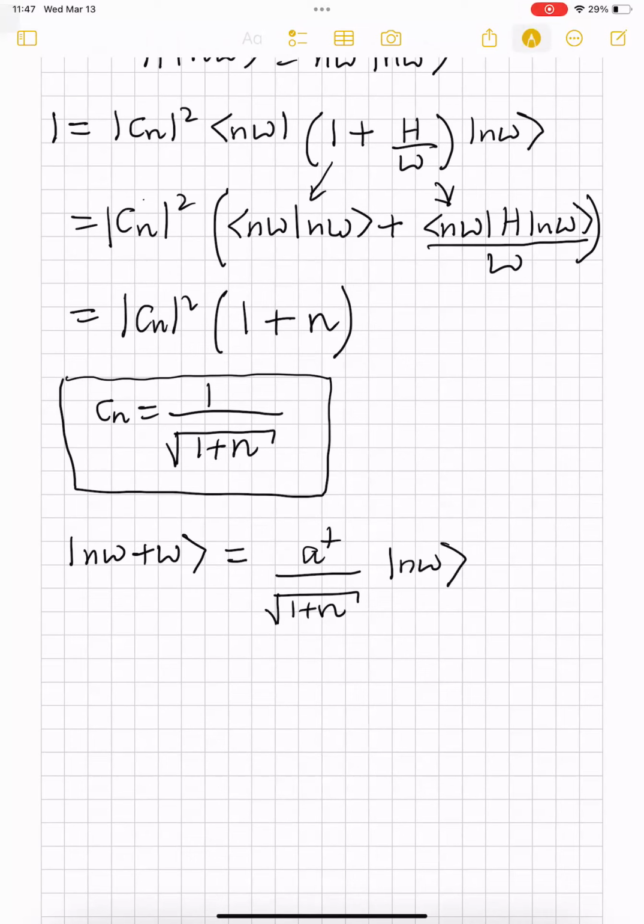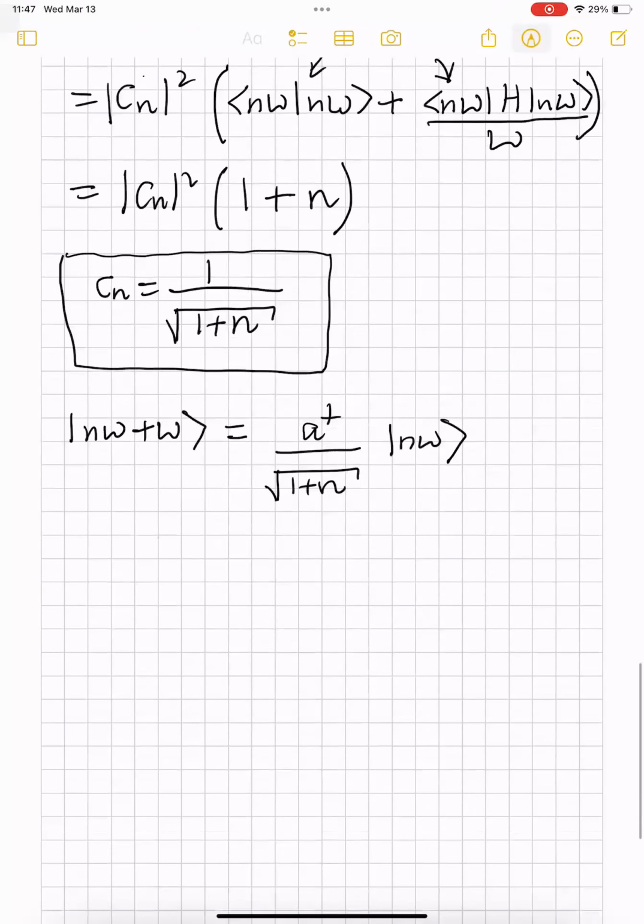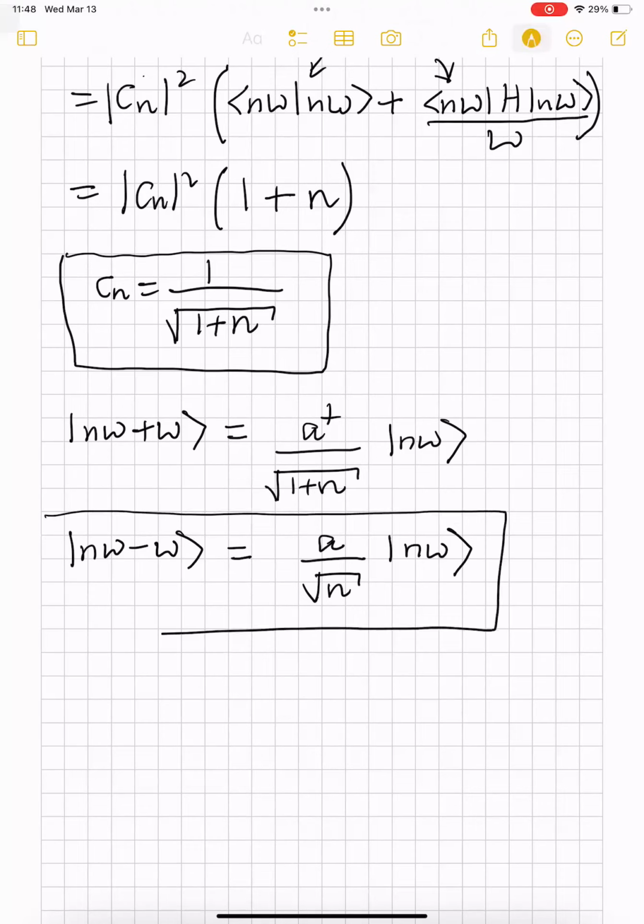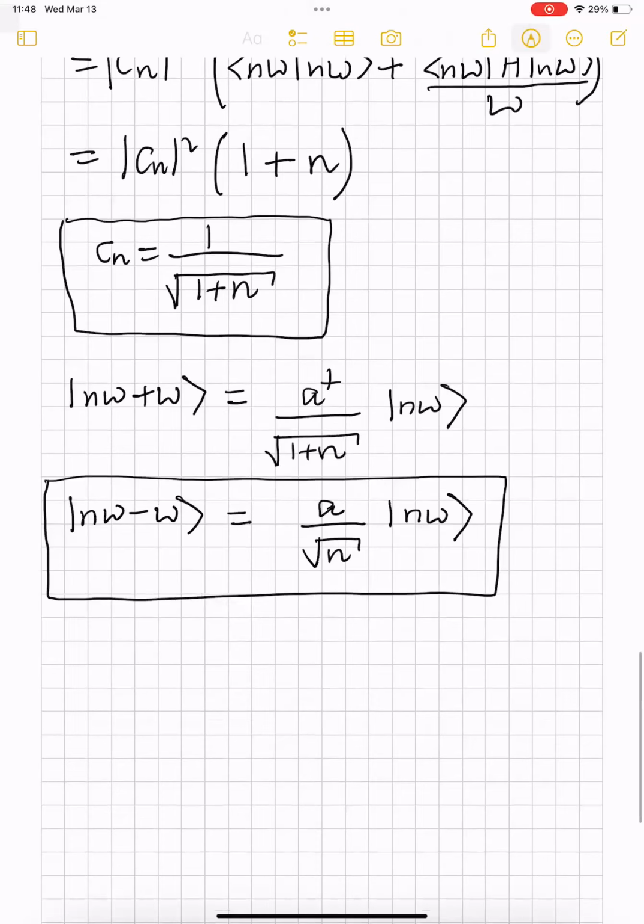Okay, good. You can go through a very similar computation to prove that n omega minus omega is equal to A over the square root of n onto n omega. So try to see if you can prove that equation. I think you'll be able to. And then another equation that I want you to try to prove. Again, you know enough to prove this. So try to see if you can prove this.